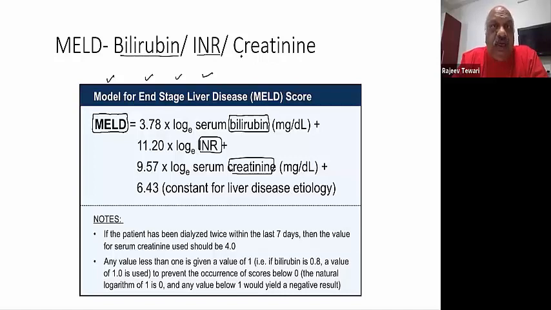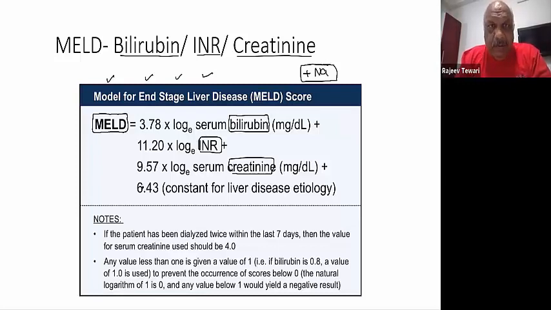And after 2016, they have added sodium also in this. So we have bilirubin, INR, creatinine, and sodium. These four we consider, we take 4 parameters. And there are certain rules that you follow, like creatinine less than 1, you give 1 mark. Patient is on dialysis, you directly put creatinine 4.